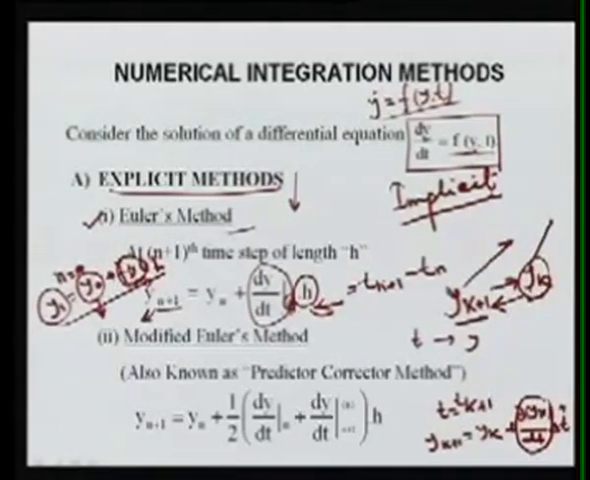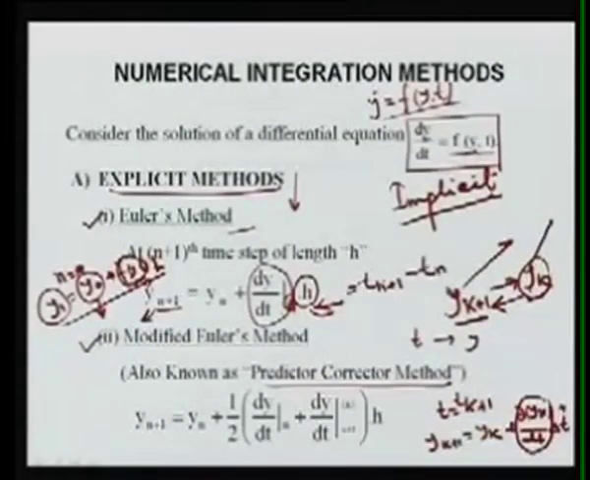Let us see the modified Euler method. This is also known as the predictor and corrector method. It means that in one step we predict, and in the second step we correct it. After prediction there will be some correction, and hence it is known as the predictor and corrector method. So at the predictor step we calculate the value of yn plus 1 as usual, at the nth iteration.